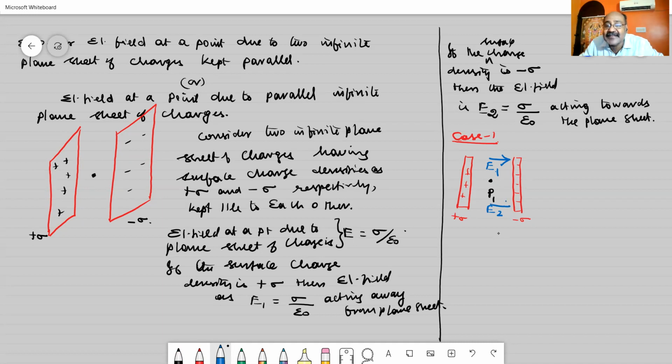So it is like this. Towards means also like this. Am I correct? So negative, yes. Here you are having the negative charges. Towards the negative charge only the electrical field will be acting.